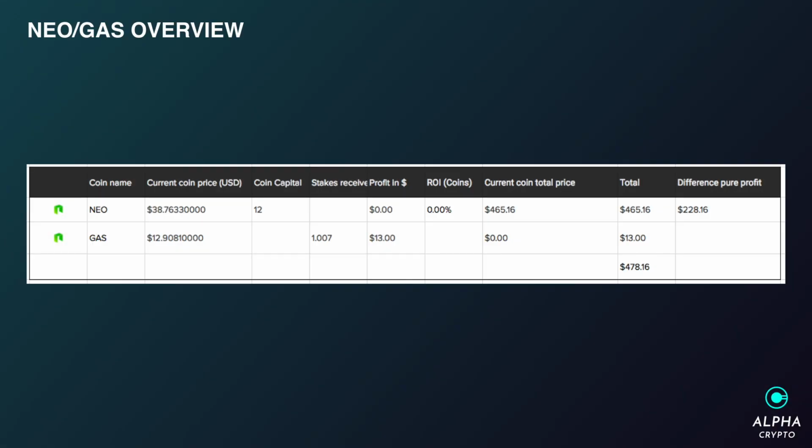So let's have a look at the Neo and Gas episode. So Neo is at $38, which is more or less the same price as what it was 2 weeks ago. Gas exactly the same as well, but however, in terms of stakes received, we finally received one whole gas, which is very good. Finally, and we can see the difference of pure profit.